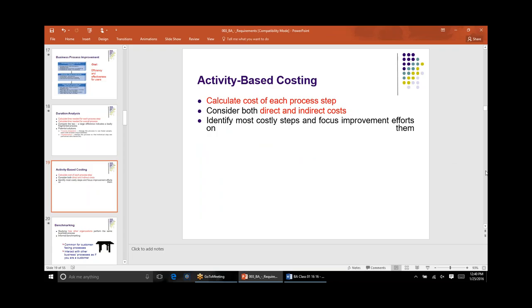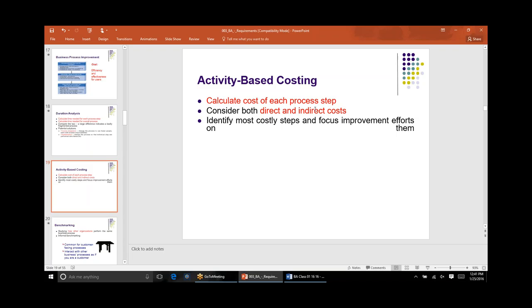Another one is activity-based costing. Make a note of this term first and foremost. Activity-based costing: calculate the cost of each process step. When we talk about a process, a process consists of process steps, and each step has an activity, and each activity has a cost, and that cost could be direct or indirect.